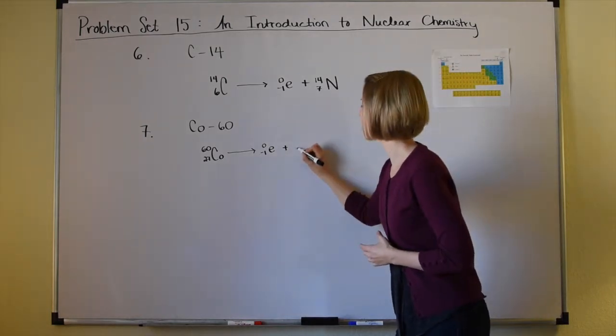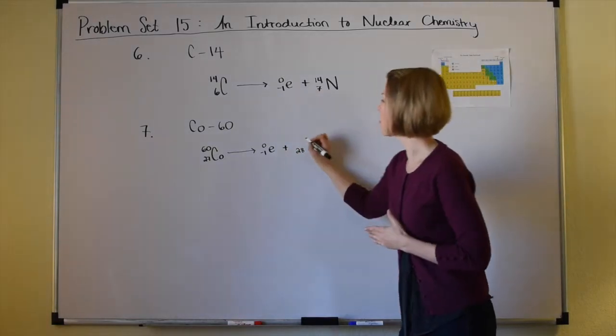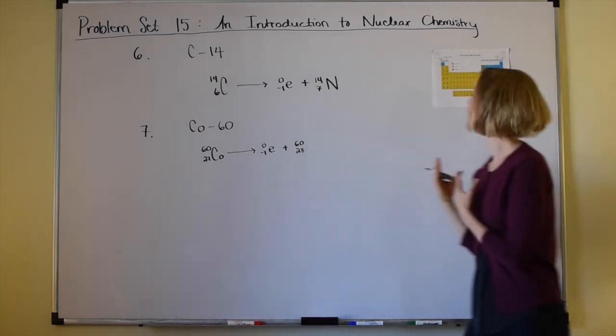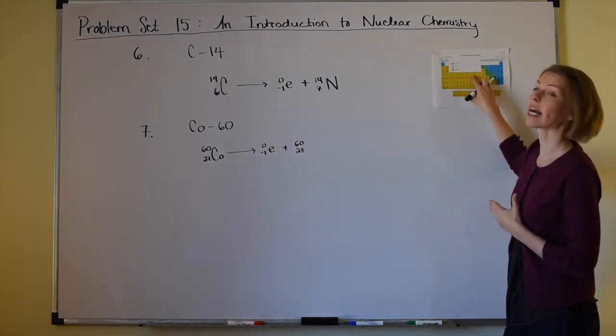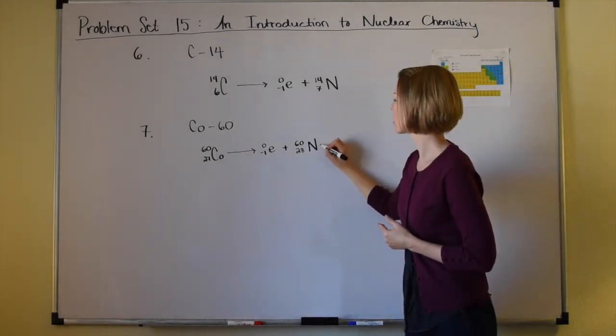It's going to have an atomic number 1 greater, so 28, but the mass number will not change. Now go to the periodic table and find out what element has the atomic number 28. It is nickel.